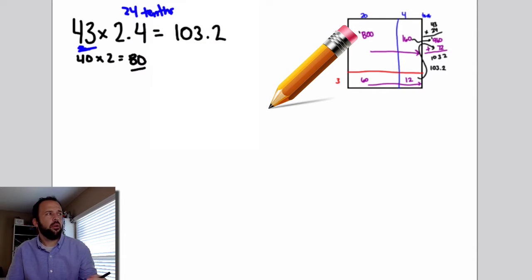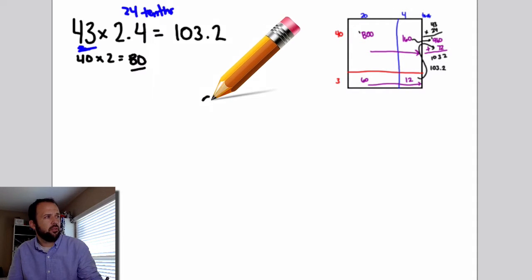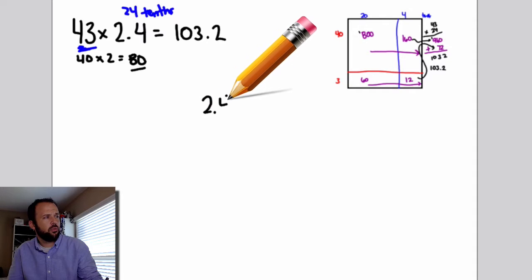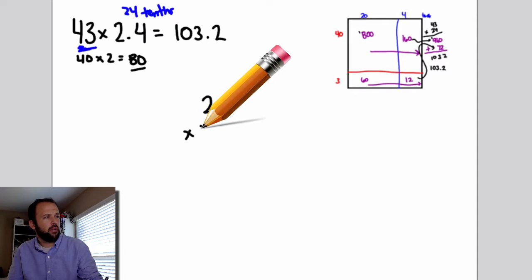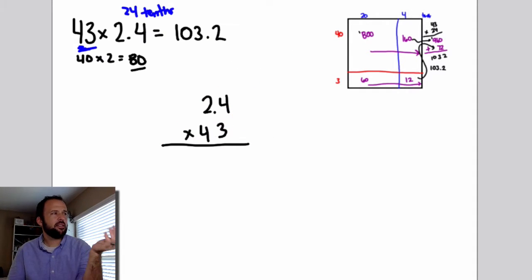All right guys, so now we're going to multiply using the standard algorithm. I'm going to set things up vertically first. I'm going to take that 2 and 4 tenths and multiply it by 43, so that's my first step. My second step is, I've got that decimal hanging out there in the middle of 2 and 4 tenths. To me, it's a lot easier to get that decimal out of the way now, and then we can worry about it again at the end.